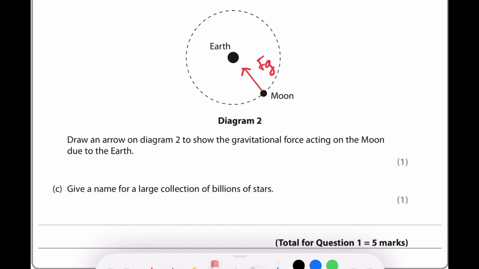For section C, give a name for a large collection of billions of a star. So the correct answer, the group of stars, you can call it galaxy or galaxies.